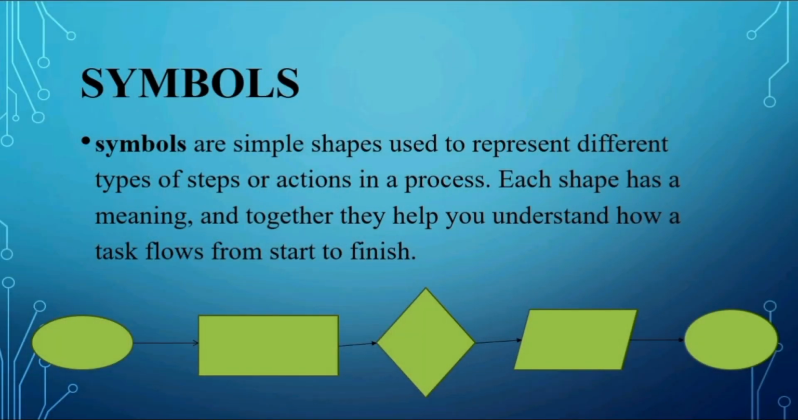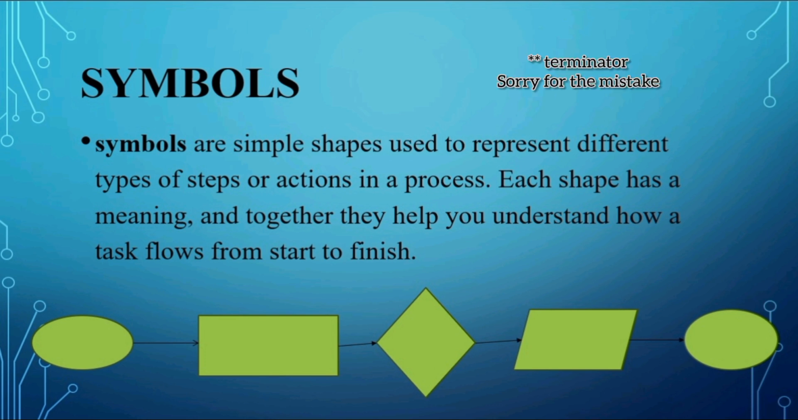Coming to the symbols in the flowchart, as you can see the definition on the screen, flowchart symbols are simple shapes used to represent different types of steps or actions in a process. Each shape has a meaning and together they help you understand how a task flows from start to finish. So let's break this up like a funny story.